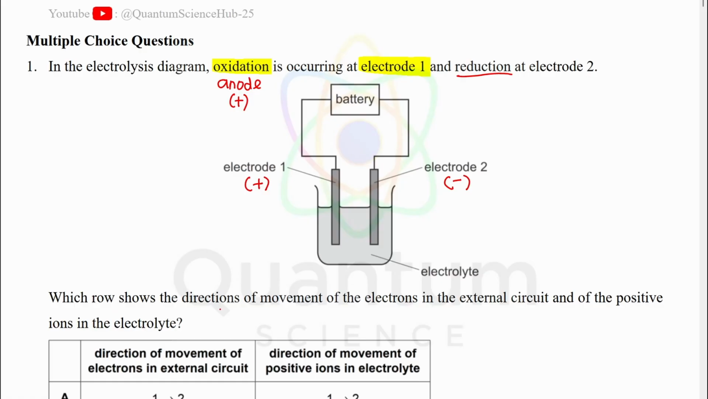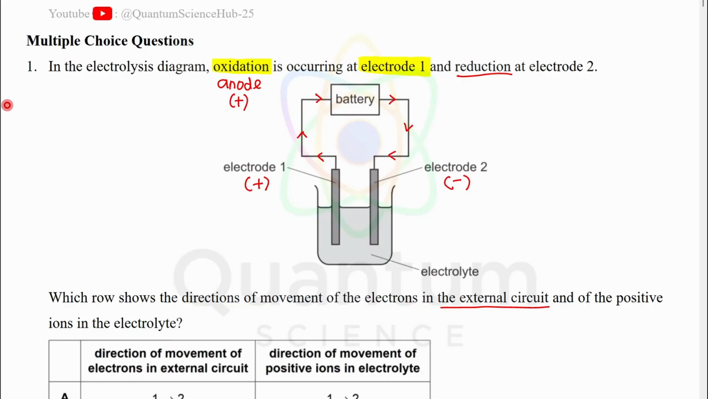Which row shows the movement of the electrons in the external circuit? So what does that mean, the external circuit? It means it is the cable in here. So if you still remember, how is the movement of electrons in the external circuit or in the cable? It moves from the positive to negative, right? So the arrow must be like this because this is the positive and this is the negative. So it moves from positive to negative.